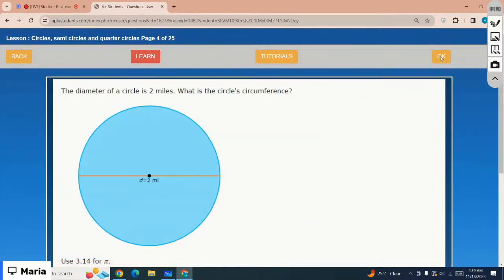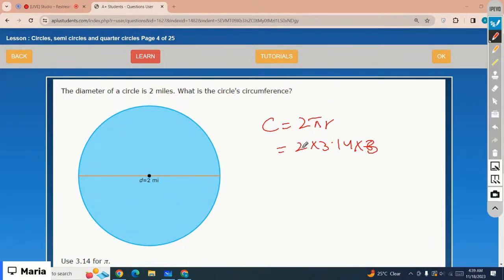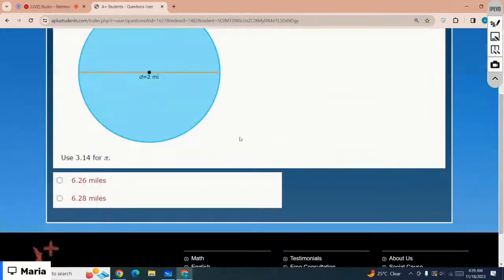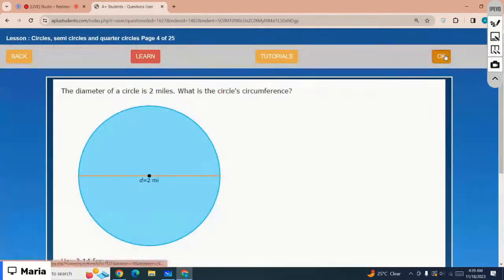Okay, the next one is, the diameter of the circle is 2 miles. What is the circumference? For the circumference, you have to use C equals 2 pi r. Just put in the values. The diameter is 2, so you need to calculate the radius. The radius is 2 over 2, that would be 1. So that is 2 times 3.14 times 1. The correct option is 6.28. Option 2 is the correct option. Got it?